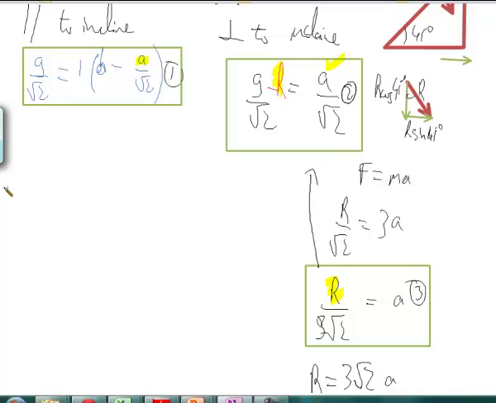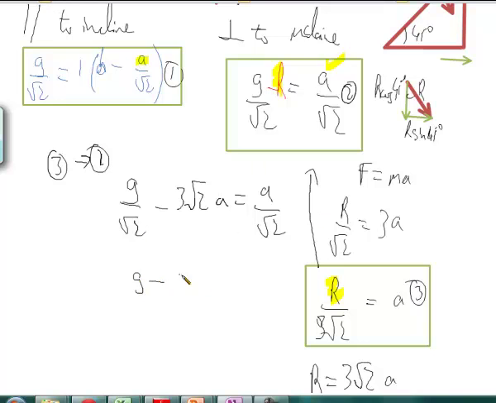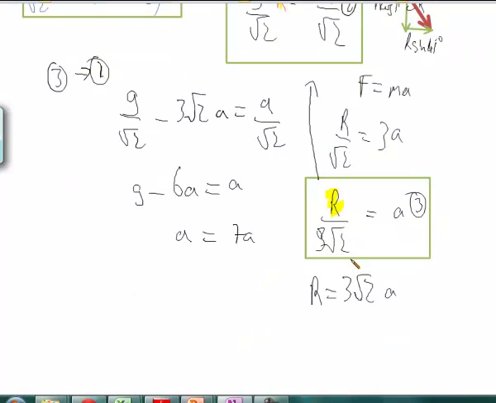Substituting into equation 2 then, we get g over root 2 minus 3 root 2a is equal to a over root 2. That's 3 into 2. Multiply across by root 2 and we'll get g minus root 2 times 2 root 3 is 6a is equal to a, or g is equal to 7a, or a is equal to g over 7.